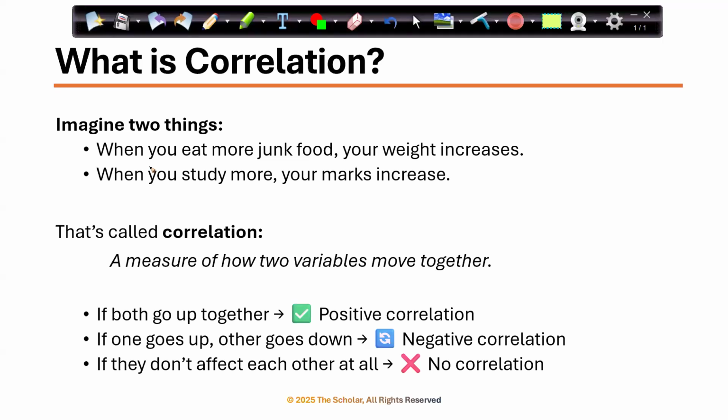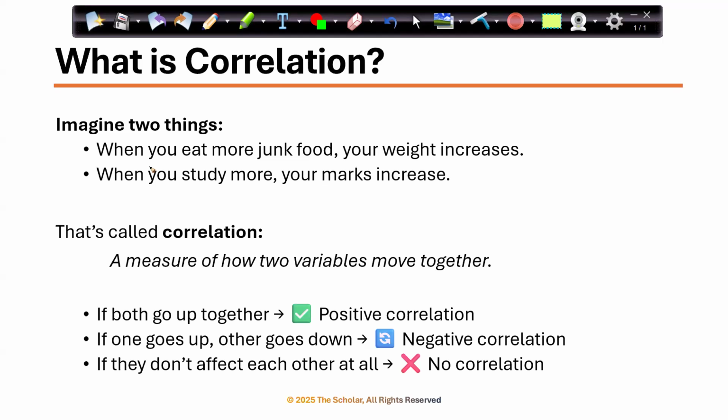Imagine two things. When you eat more junk food, your weight increases, right? So basically, the more food you have, the more the weight will increase. When you study more, your marks will increase, right? So there is a relationship between the study hours and your marks. That's called correlation, a measure of how two variables move together. If both go up together, it's a positive correlation. That means as the area of the house is increasing, the house price is increasing as well. That is the positive correlation.